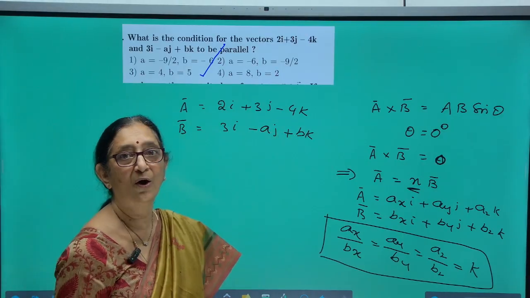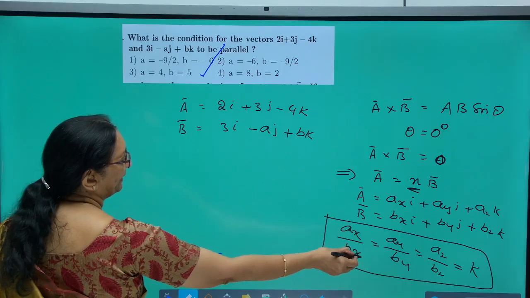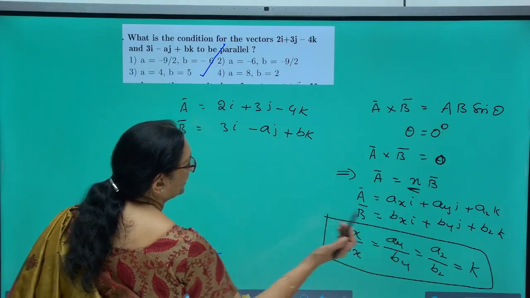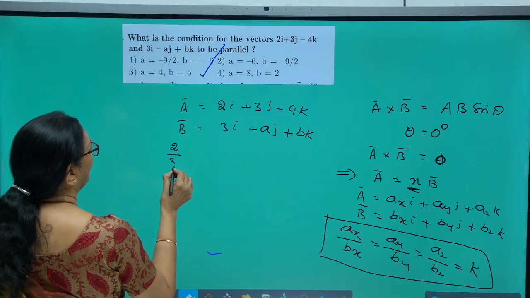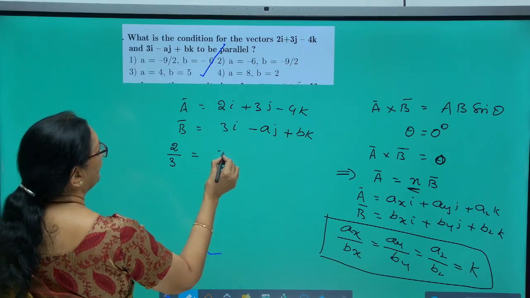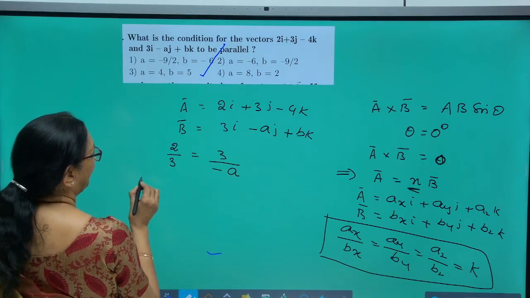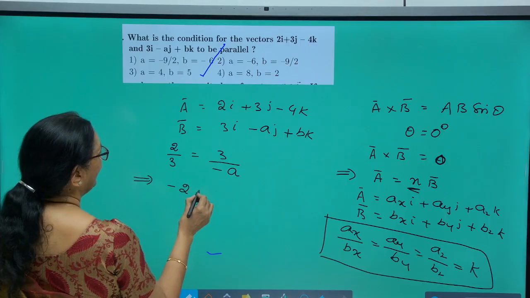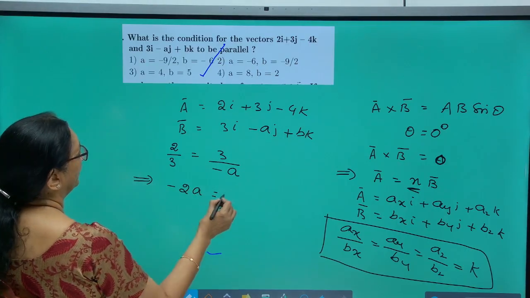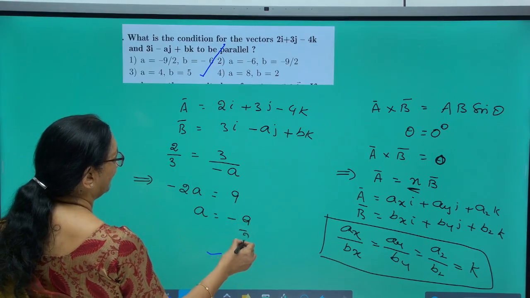Both of them are parallel, meaning AX by BX must be AY by BY must be equal to AZ by BZ. AX by BX is equal to 2 by 3. It must be AY by BY. Just from this expression on cross multiplication, minus 2a is equal to 9. So, a is equal to minus 9 by 2.